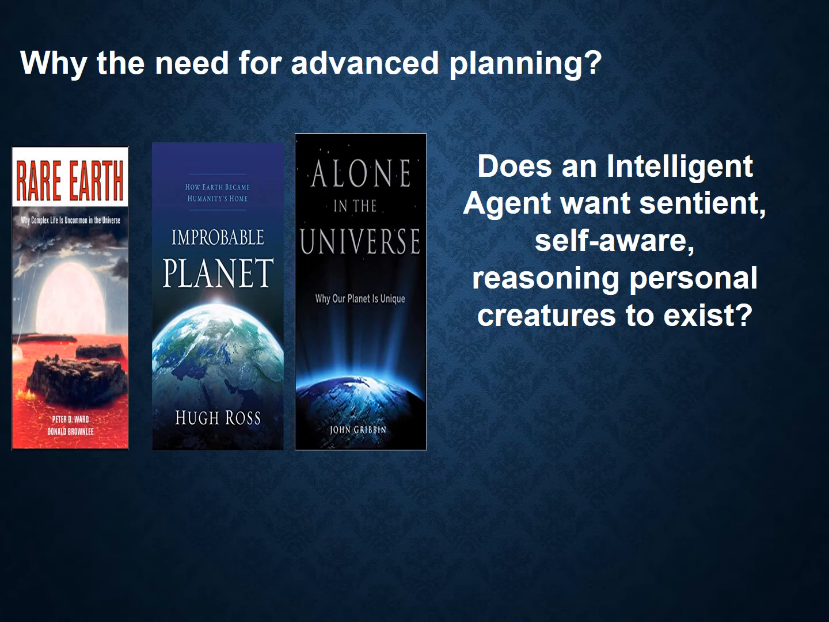And why would we need advanced planning? Well, if the universe is not set up the right way, then planet Earth is not set up for life. And in order to get life going, you need the right universe and you need the right planet. And so we would say an intelligent agent wanted sentient, self-aware, reasoning, personal creatures to exist. And if that's going to happen, they're going to have to plan that out. Now, you may say, well, what about other universes?